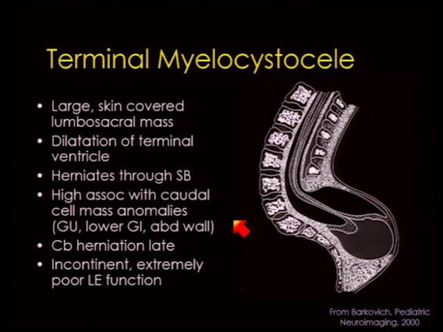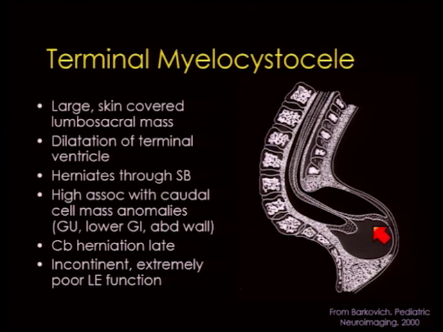Now, the terminal myelocystocele, this is a much less common lesion, but again, we want to recognize it for what it is, be able to distinguish it. It is one of the myelomeningocele mimics, but these are in fact skin-covered. They can be large, typically, and they're lumbosacral, which distinguishes the terminal from the non-terminal myelocystocele. This is dilatation of the terminal ventricle of the spinal cord, and then it herniates out through the spina bifida, or a posterior osseous defect.